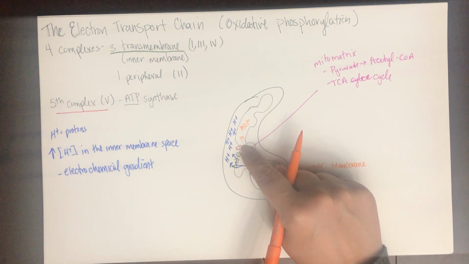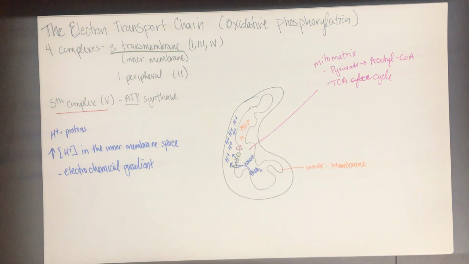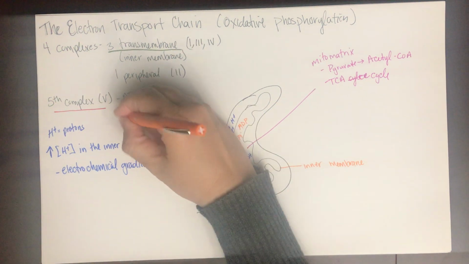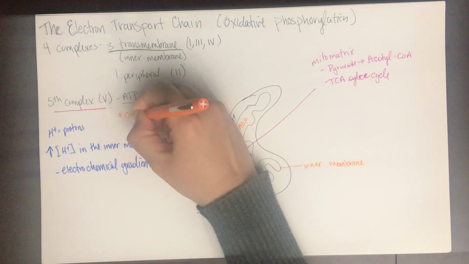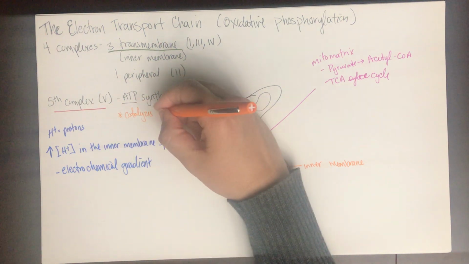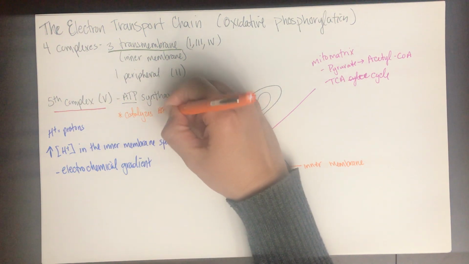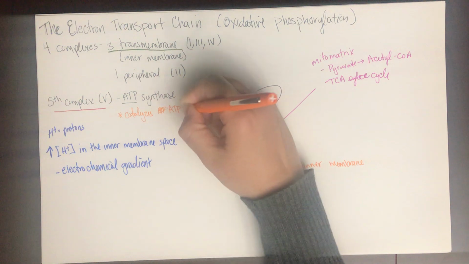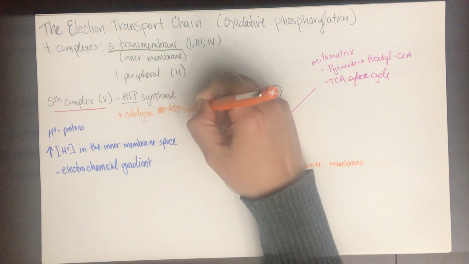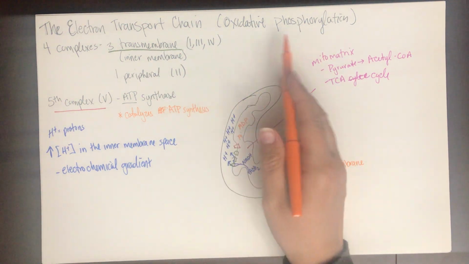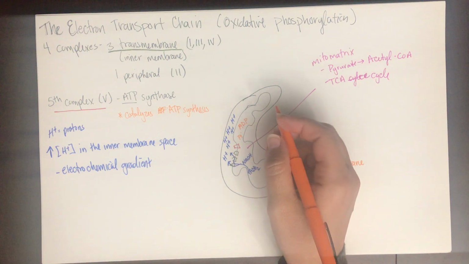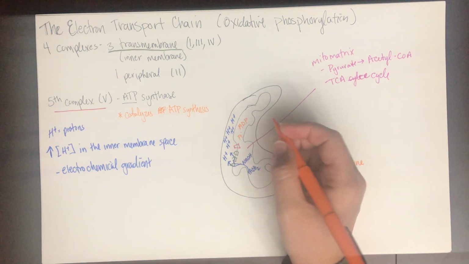This enzyme has an active site, this ATP synthase has an active site where it catalyzes ATP synthesis. This is called oxidative phosphorylation because it requires oxygen.